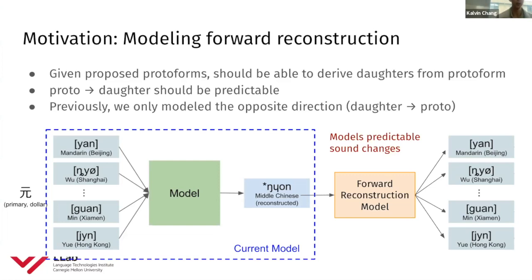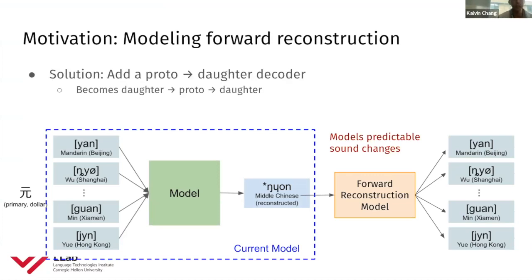That should be predictable. However, previously, our transformer and RNN models only model the opposite direction, going from the daughter phones to the protoforms. Now, this is very difficult because there are mergers that you cannot undo with a transformer or RNN model. Whereas in the other direction, if you're modeling historical sound change from protoform to daughter, then you could simulate the mergers as they happen in time. You don't have to undo the merger, which is the harder problem.